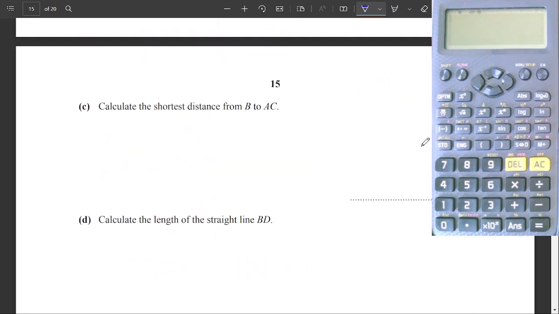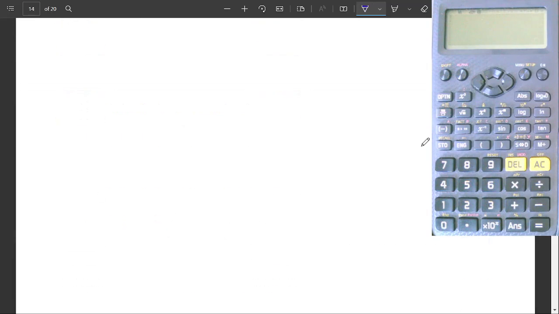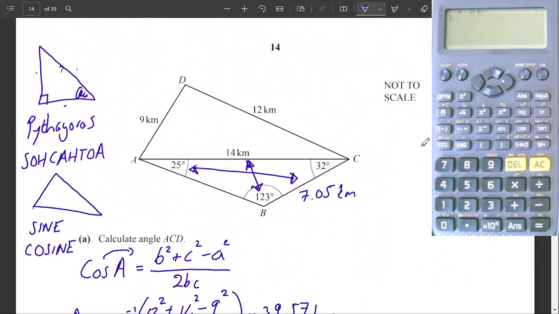Question 7c, calculate the shortest distance from B to AC. Let's go back up there. The shortest distance from B to AC. Now the shortest distance can only be one thing, and that is a perpendicular line. Okay, so perpendicular means we've got 90 degrees, which means we've got a right angle triangle.